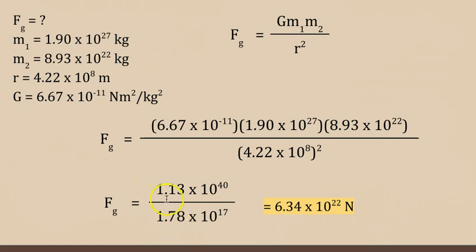When I divide, I should also be using parentheses in my calculator. If you get a different exponent other than 22, that means you forgot the parentheses. And if you do get 6.34 times 10 to the something else, not 22, you don't get any half credit for that. So that's just a completely wrong answer.